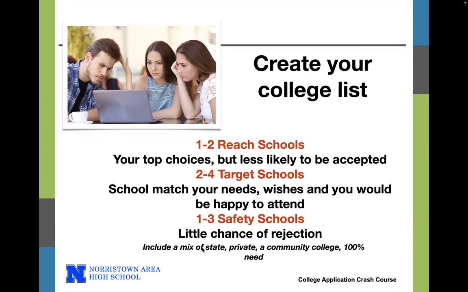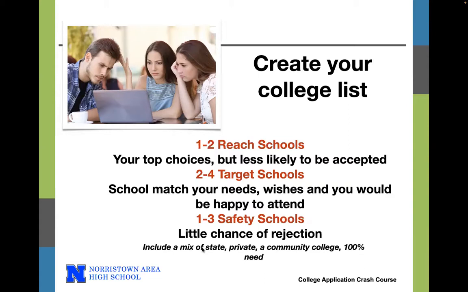But basically, when you're doing your 6 to 12 schools, you want to do 1 to 2 reach schools. Those are your top choices, but less likely to be accepted. You want to do 2 to 4 target schools. They met your needs and wishes, and you would be happy to attend. And 1 to 3 safety schools that you have a little chance of rejection.